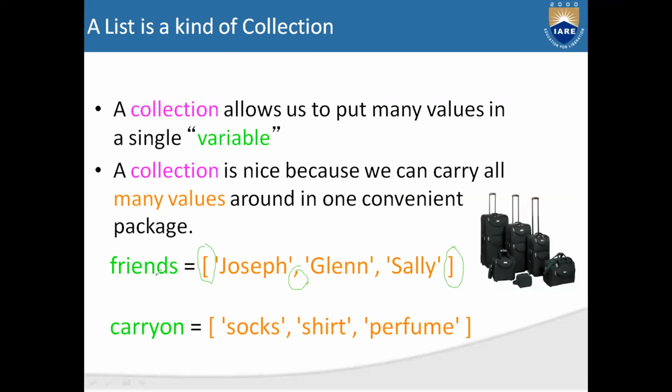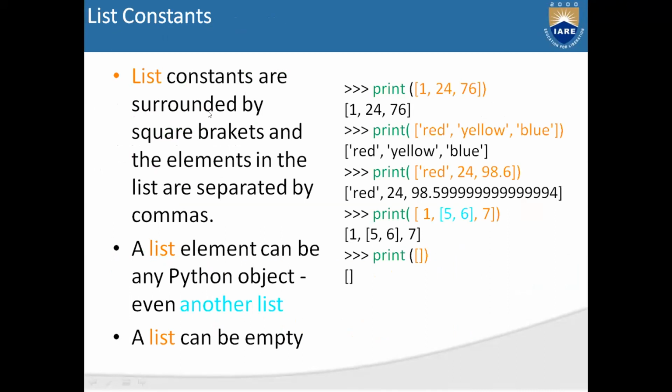Each element is separated by a comma. So this is the syntax. A list is assigned a list of values, constant values. Currently I am talking about constants. These are enclosed within square brackets, and each element is separated by a comma, right? So this is the way we assign values to a list. The list constants are surrounded by square brackets and the elements in the list are separated by commas. For example, I have given 1 comma 24 comma 76 and so on, right?